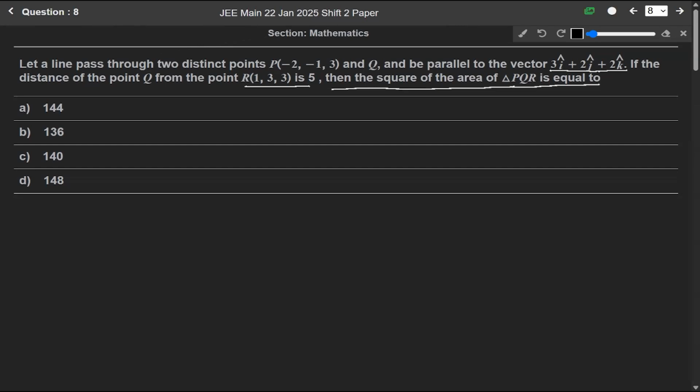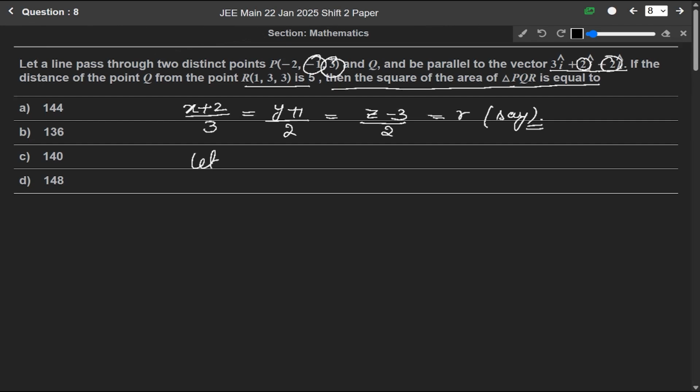Okay. So we are given the equation of the line like (x plus 2) over 3 equals (y plus 1) over 2 equals (z minus 3) over 2. Okay. Let us say this is equal to r.